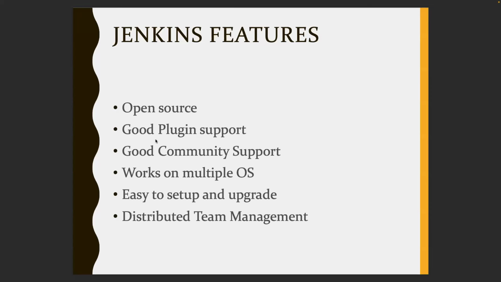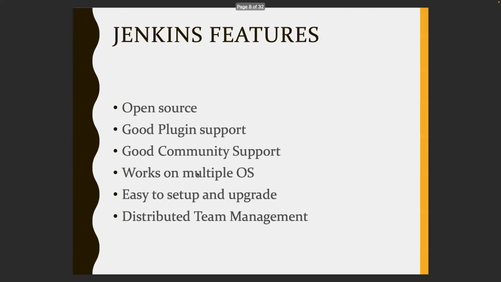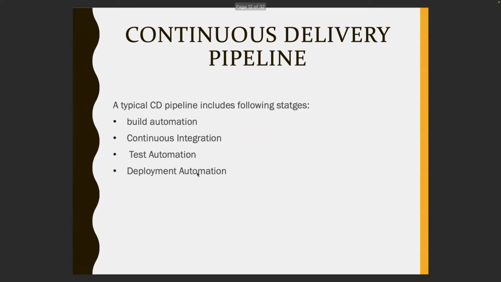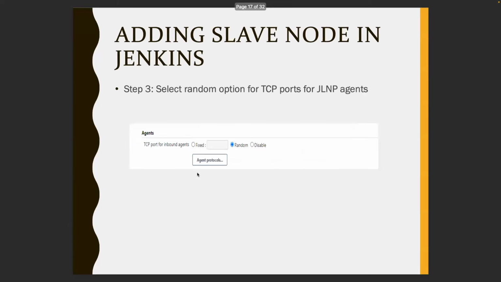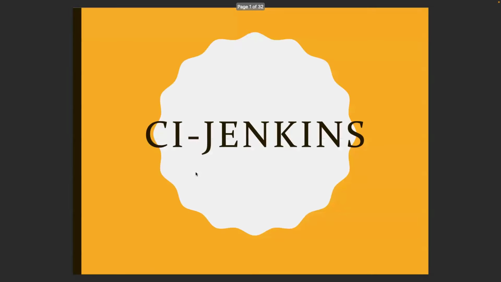Easy to set up and upgrade. You can easily set it up and upgrade it. Distributed team management. You can have a team with different access levels and permissions, which facilitates controlling the access. We will look into all of this with hands-on. These are some of the features which make it so famous and widely used. And then comes user management, plugin management. From here on, all the hands-on begins. We will look into all of this like continuous pipeline, master slave concept, distributed builds, and so on. Firstly, Jenkins has got a great UI, user interface.